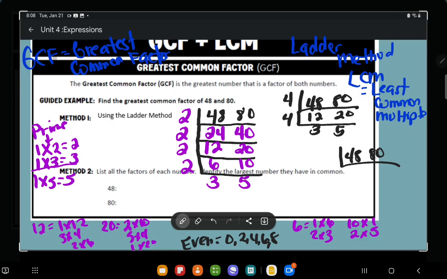So I know that they both have 8 in common. So 48 divided by 8 is 6. 80 divided by 8 is 10. And then 6 and 10 are not prime, so I'm going to use 2 here. And I would have got 3 and 5. So see how all my ladders ended with prime numbers, and I have different values on the side of the ladder, right? So you can use any factor they have in common that you know. If they're even and you only know 2, keep using 2, okay?